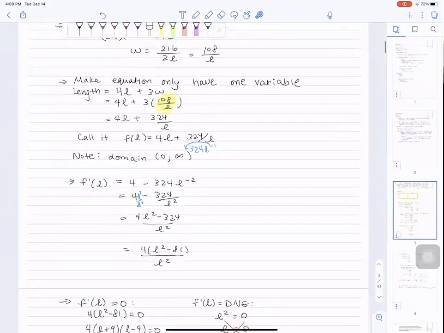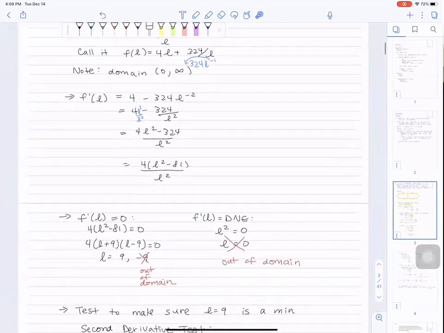Now, how do you find the critical points? You set the derivative equal to 0. In this case, we have a numerator and a denominator. So for our critical points, we want to consider when our derivative is 0 and also when it does not exist.